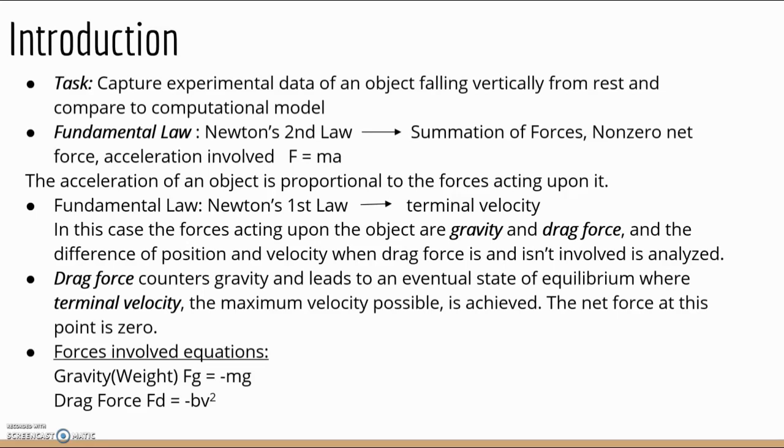The fundamental laws associated with free fall include Newton's first and second law. Newton's second law involves the summation of forces with acceleration, where the acceleration of the object is proportional to the forces acting upon it. Newton's first law involves a zero net force, which is achieved when terminal velocity is reached. The forces acting are gravity and drag force, with velocity and position examined with drag involved and not involved. Drag force counters gravity and leads to an eventual state of equilibrium where terminal velocity, also known as maximum velocity, is reached.